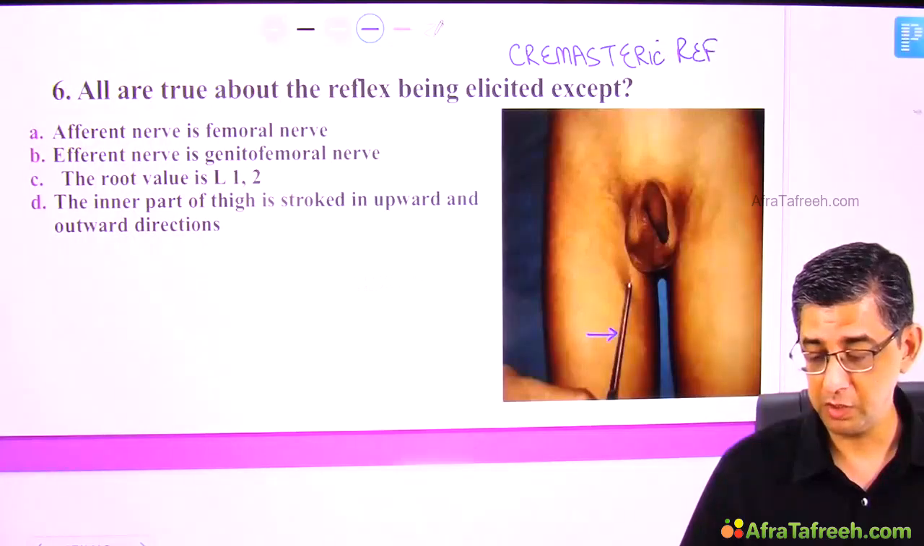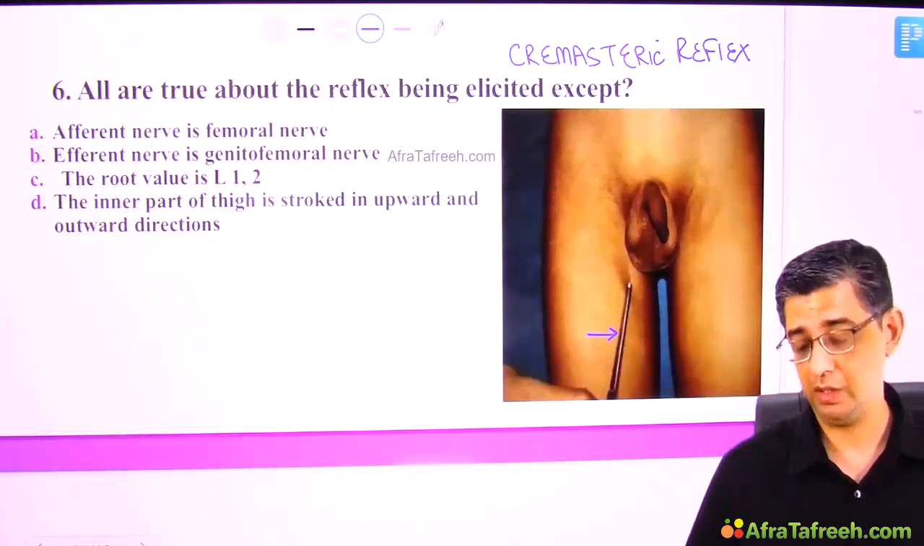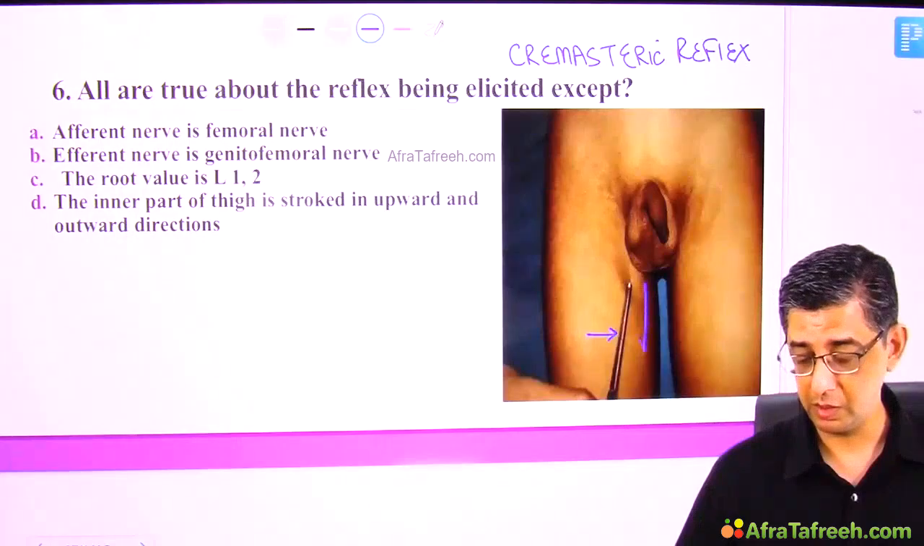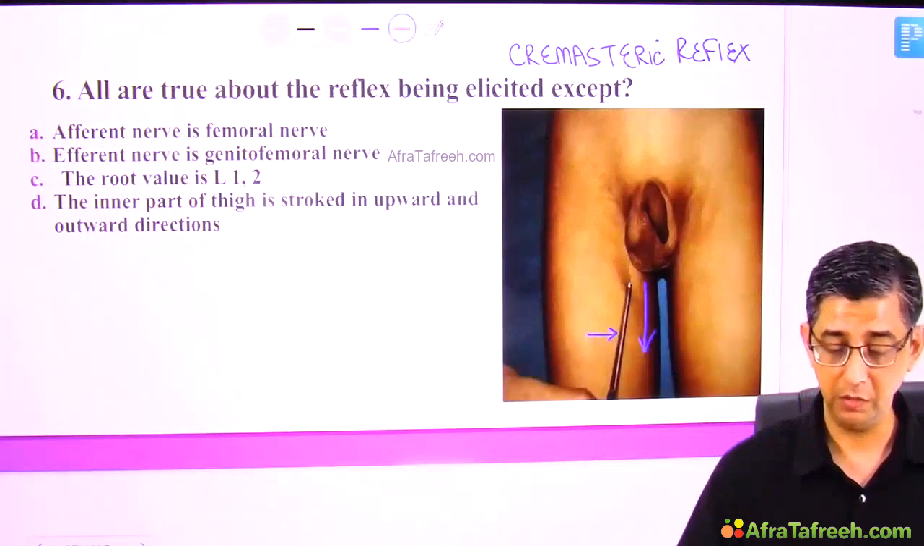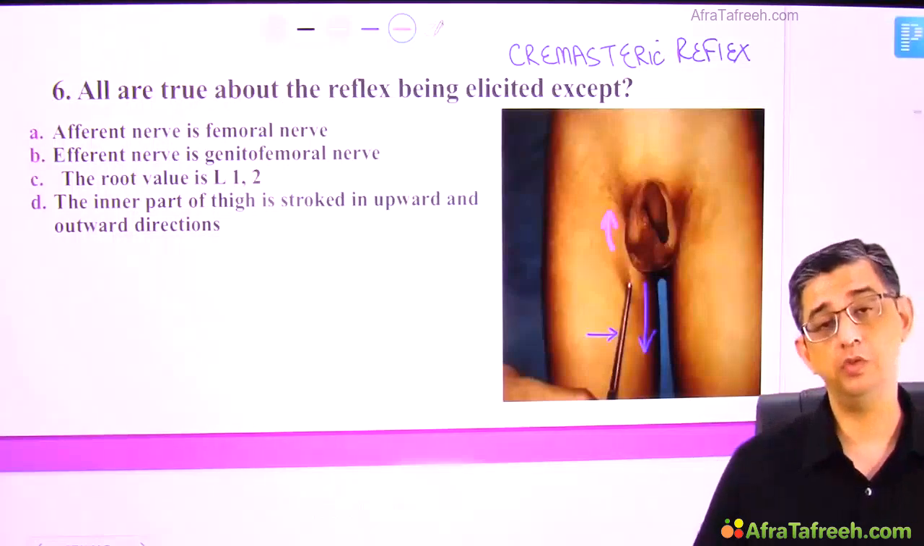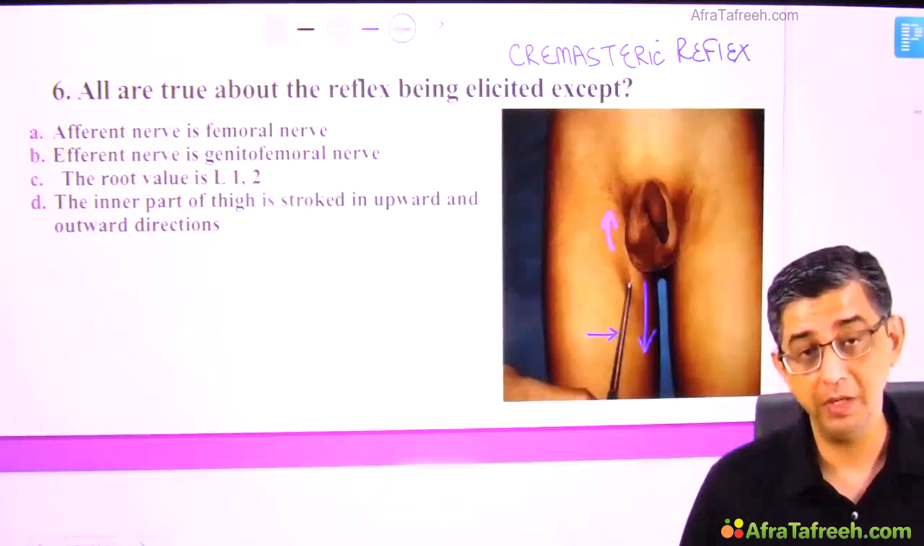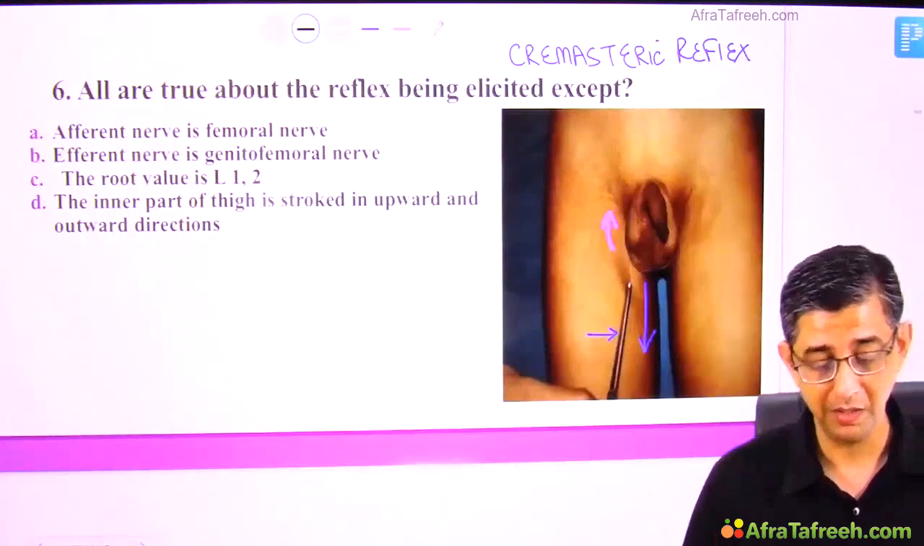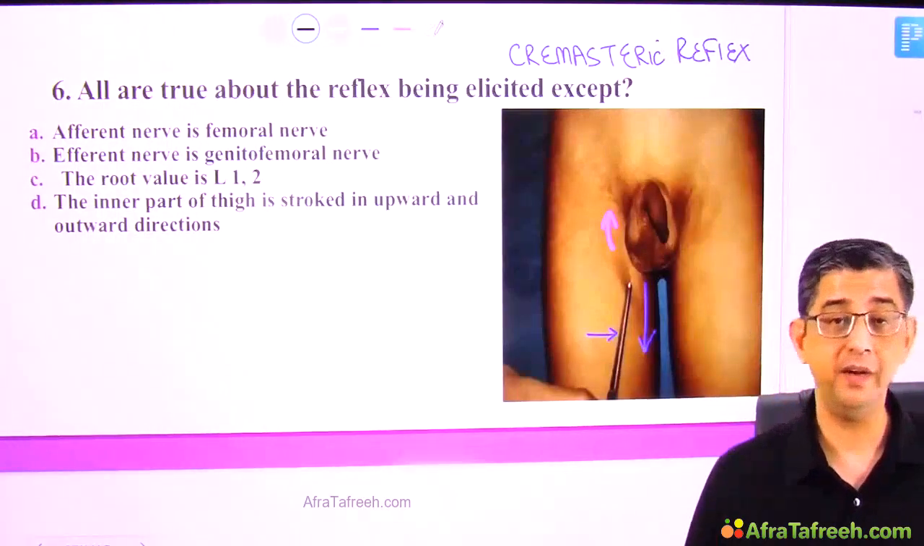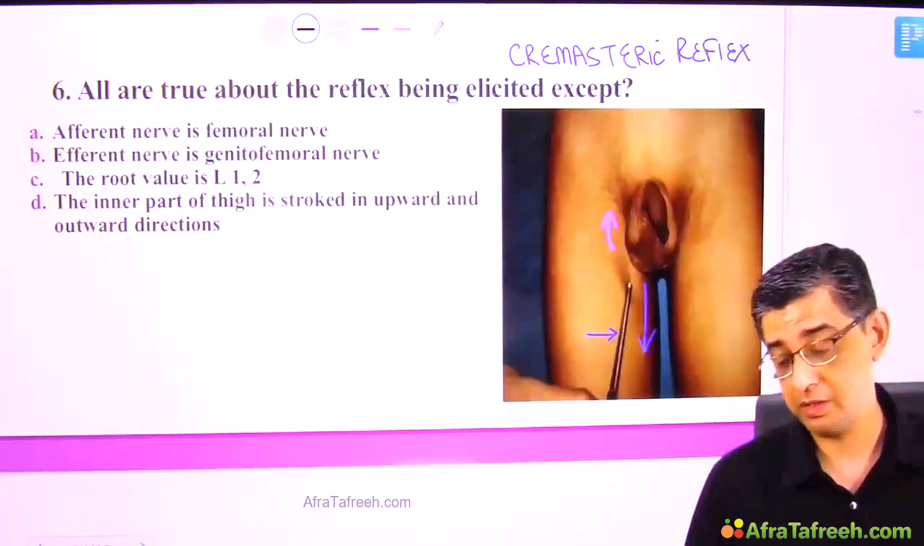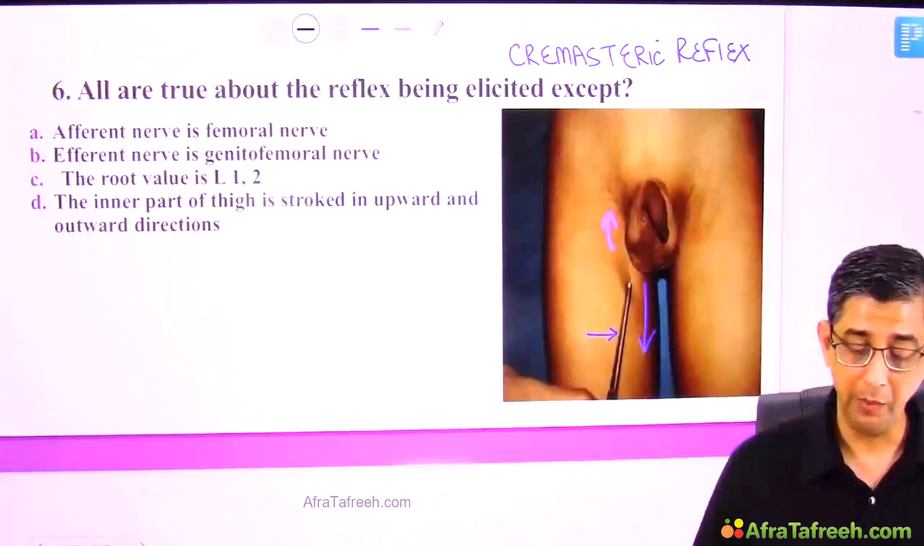In cremasteric reflex, you would be stroking the medial side of the thigh, and when you stroke the medial side of the thigh, it will cause a unilateral elevation of the testes. I repeat that again. If you stroke the medial side of the thigh in a normal male patient, it will definitely cause a unilateral testicular elevation. The afferent is the femoral nerve and the efferent is the genitofemoral nerve. Pure anatomical-based statements.